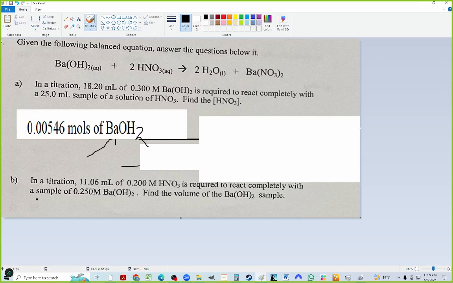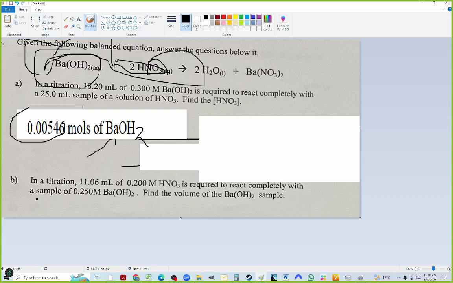Now, I want you to look up here. If I had 1 mole of this, how many moles of this would I need? 2. So what then do you do with the 1 to get to the 2? Multiply it by 2. So we should multiply that number by 2.